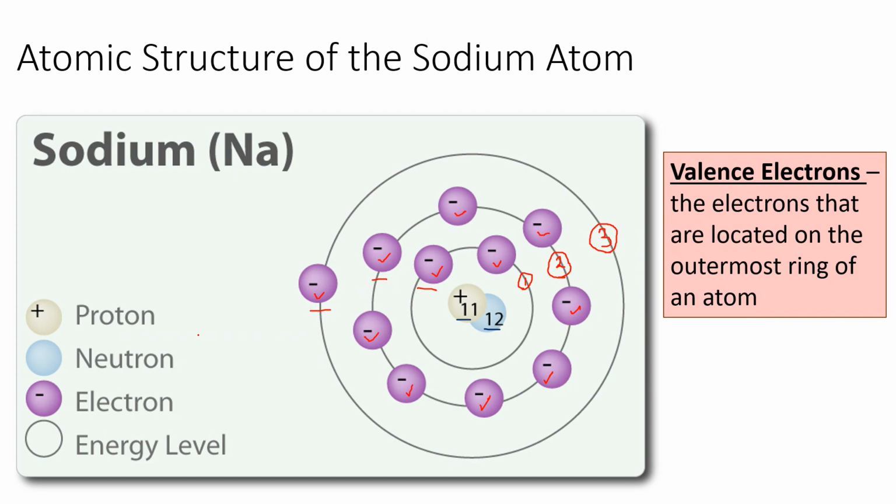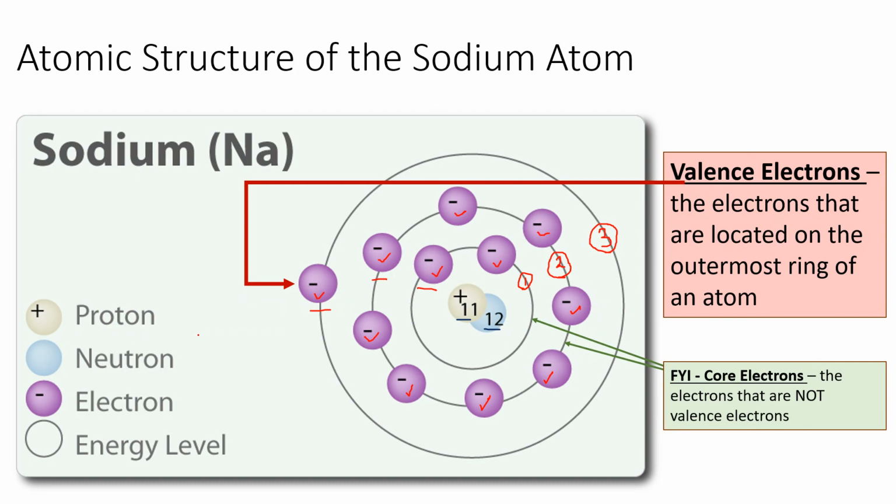Now, I'm not going to ask you to tell me how many electrons in sodium are in the second energy level. I'm not going to ask that, but I need you to understand the definition of what a valence electron is. A valence electron, by definition, is the electron that's located on the outermost ring or the outermost energy level of an atom. So you can see with sodium here, the third energy level has 1 valence electron. It can hold more, but it only has 1.